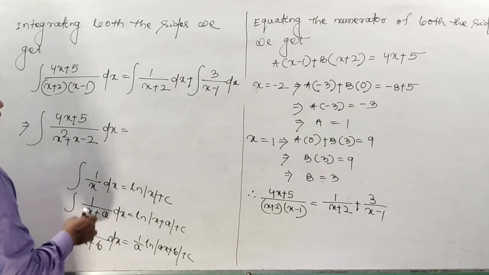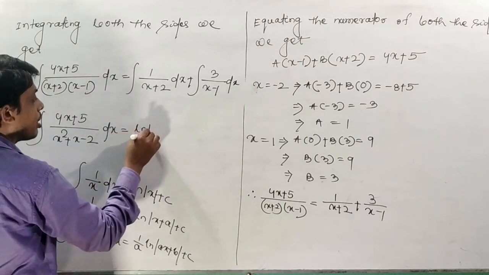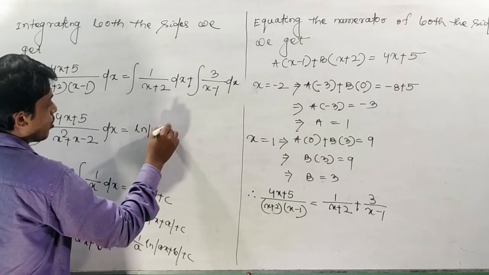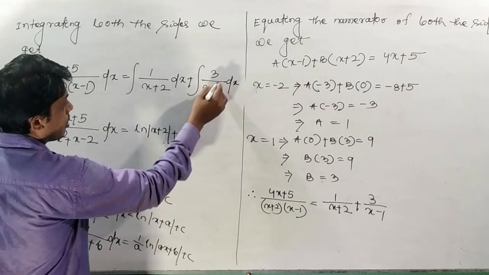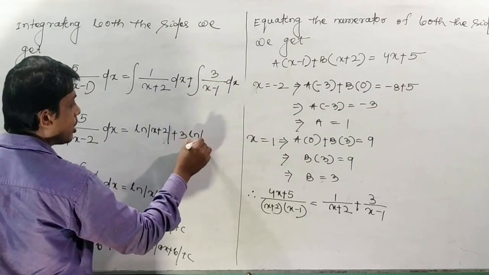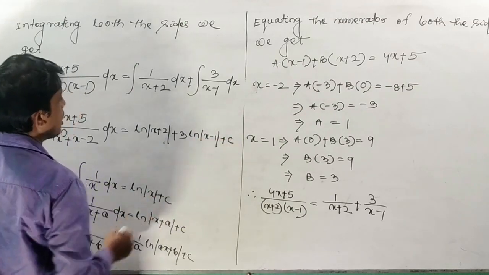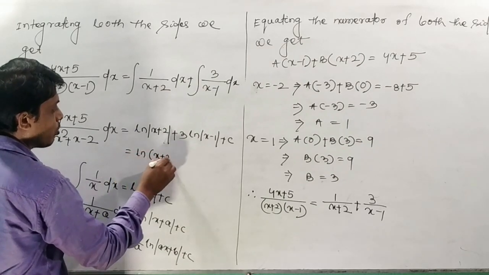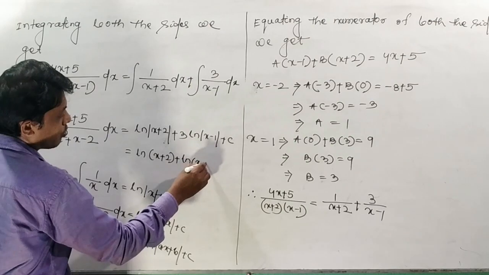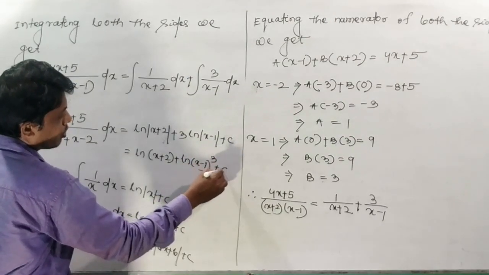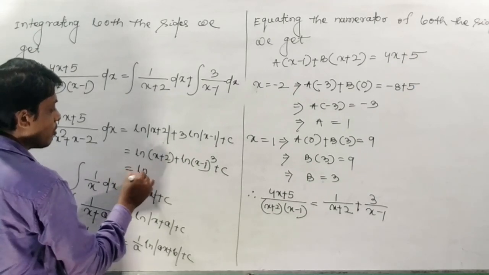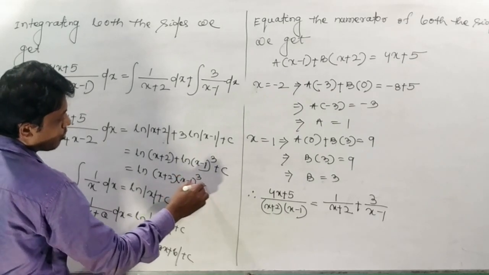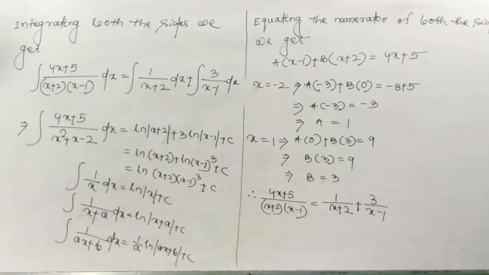So keep in mind. Now integration of this is your ln x plus 2 plus 3 is the constant, and the integral of 1 by x minus 1 into dx is your ln x minus 1 plus c. Also we can write this as ln x plus 2 plus ln of x minus 1 whole cube plus c by the use of logarithm. Then this will be ln of x plus 2 into cube of x minus 1 plus c, which is the answer.